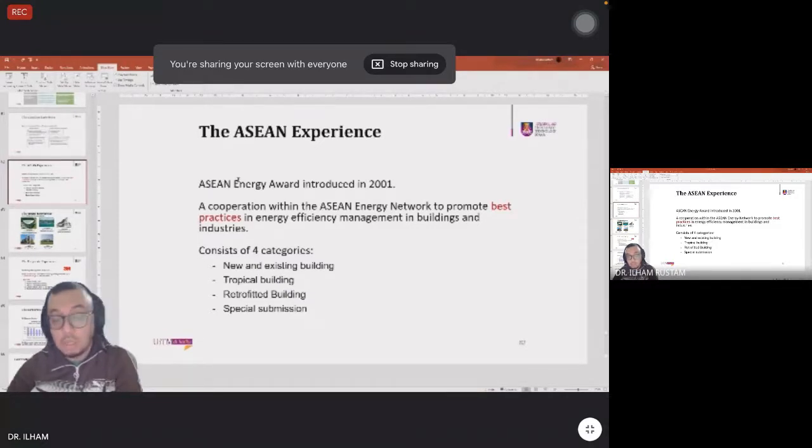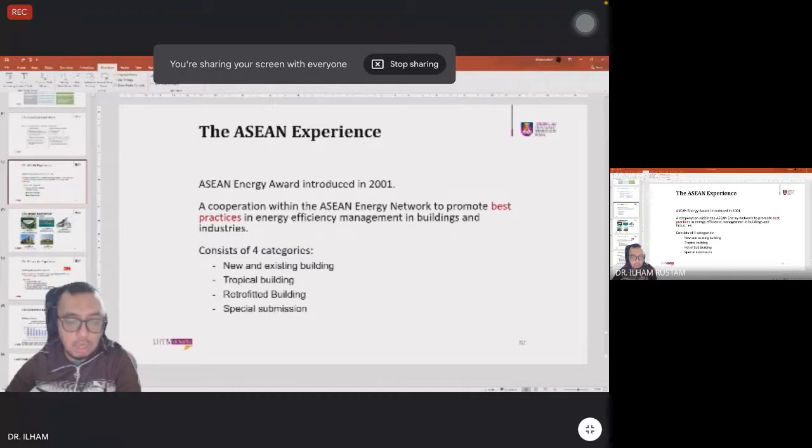So basically ASEAN, as a whole region, provides our own energy award, which we introduced in 2001. It is a cooperation with the ASEAN Energy Network to promote best practice. So of course there is some reward on it. It categorizes into new and existing building, tropical building, retrofitted building, and special submission.